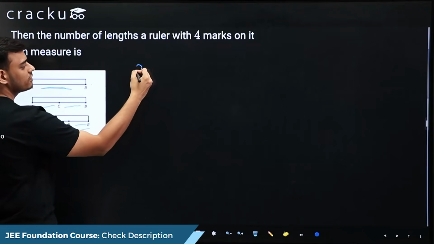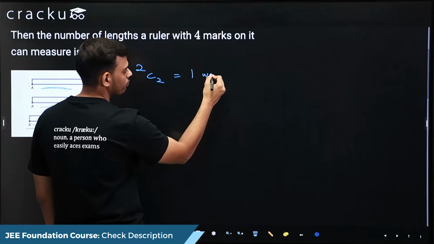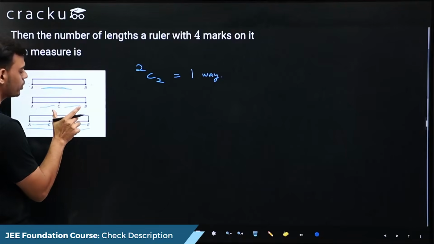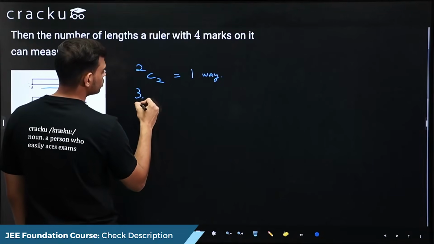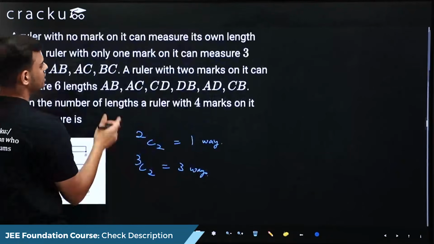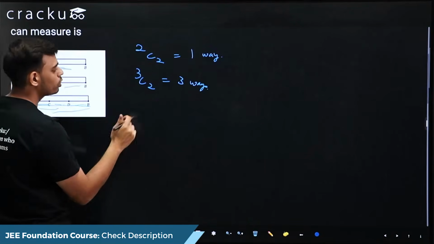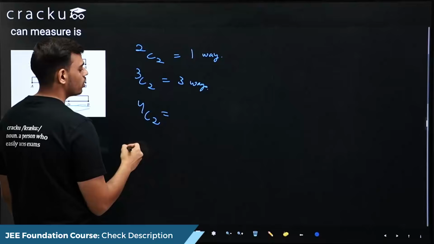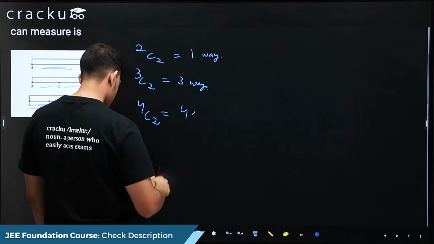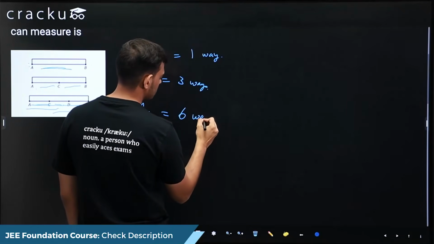We only have 2 points in the first. I'm taking 2 points out of this, that is 2C2, one way only. In this, I'm taking any 2 points out of 3, 3C2, 3 ways. It means I can measure 3 lengths, that is given to us. From this third ruler, there are 4 points in total, and I need to take only 2 points. This will be 4 into 3 by 2, a total of 6 ways, or 6 lengths.